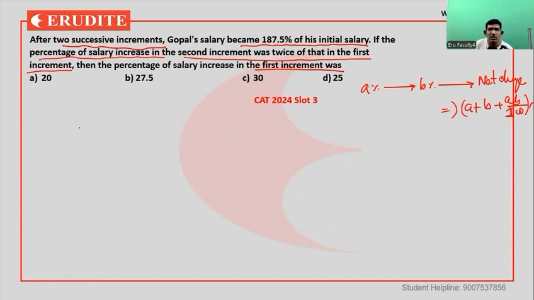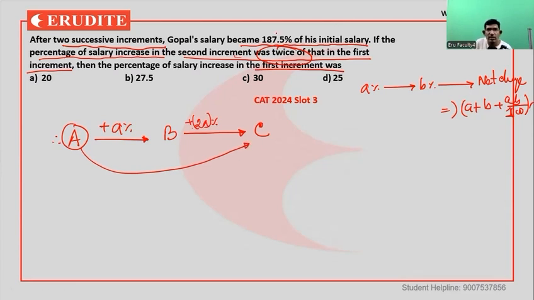So applying that, initially, let's say salary was A. So first it is increased by, let's take, A%. So it became B. Now after that, again it increased by how much? Now the second increment was twice the first. So this time it has increased by 2A%. So it becomes C. So what's the net increase then? C is now what? 187.5% of A. That means net increase is basically 87.5% with respect to the initial.